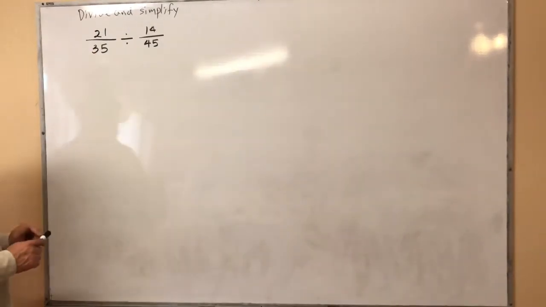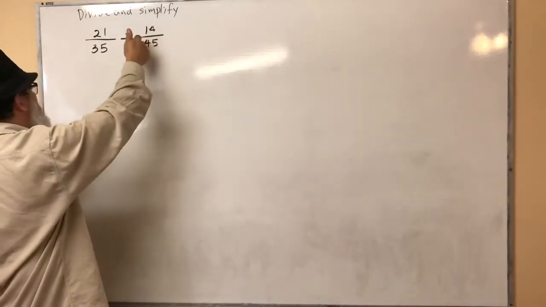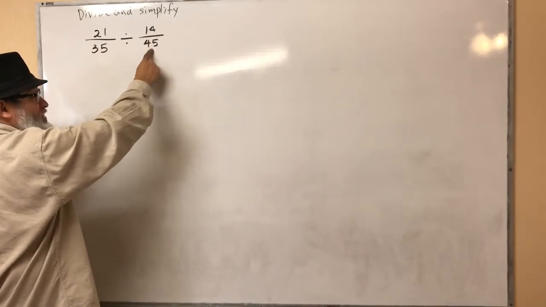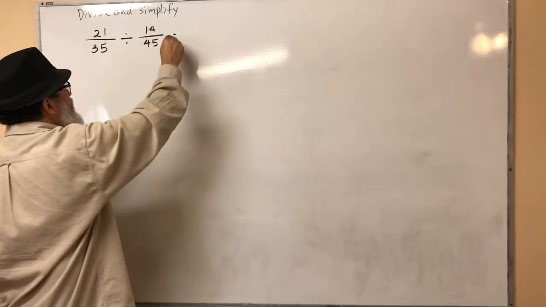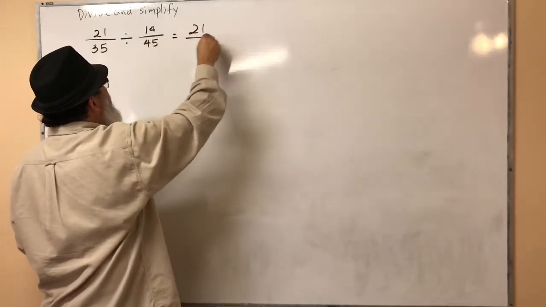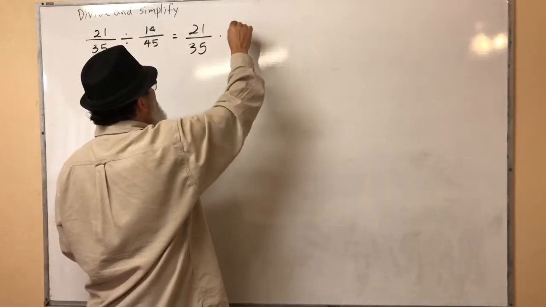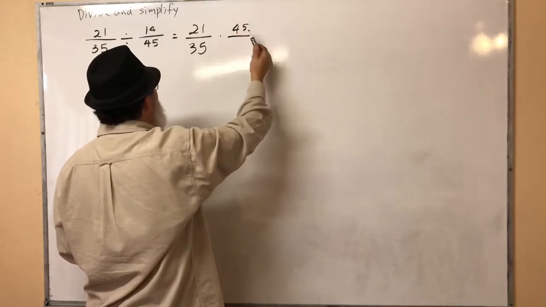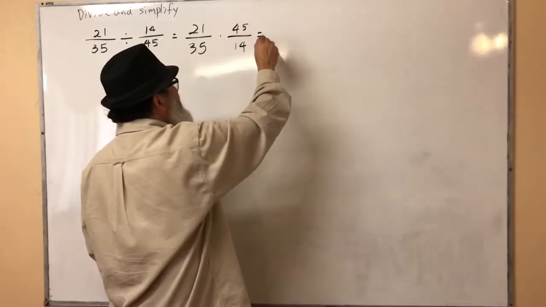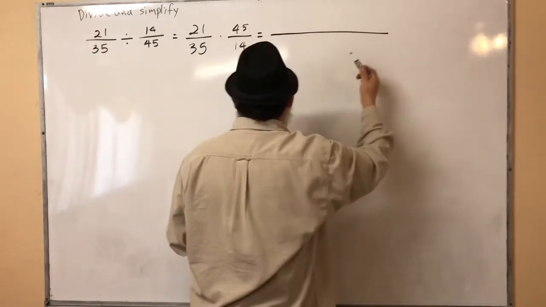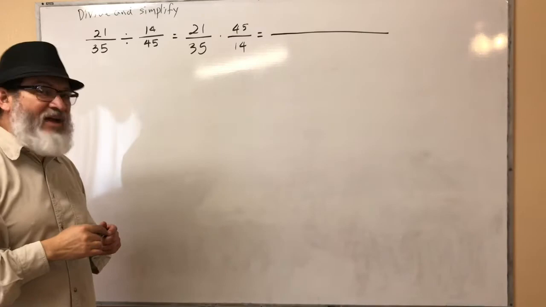Okay, so by now you should know that when we divide, we multiply by the reciprocal. So let's take the reciprocal of the fraction on the right. This equals 21 over 35, and then multiply times the reciprocal, 45 divided by 14. Now do what we did earlier: factor the top, the prime factorization, and factor the bottom.